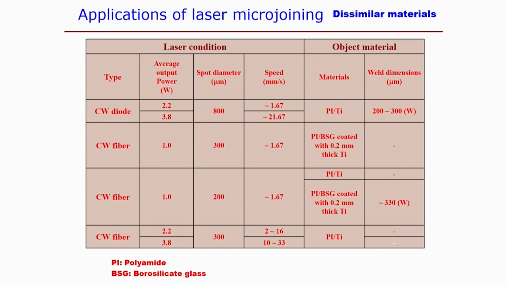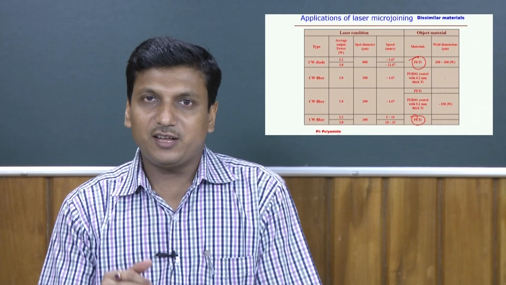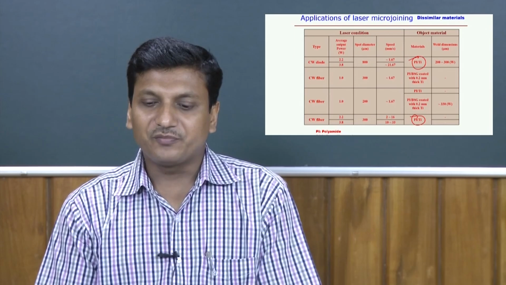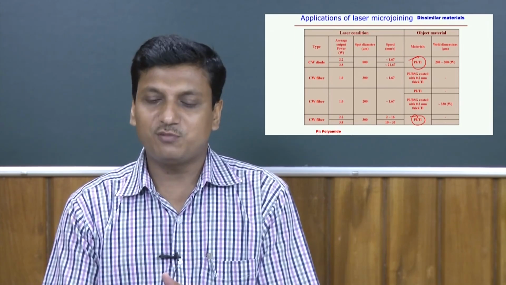So, polyamide and titanium, this joining of two different types of materials, glass and polyamide, that combination, and polyamide and titanium, which we have already seen. With these combinations of materials for the dissimilar joint configuration, we found applications in the micro scale. So, these are the practical applications of laser micro welding processes observed in the literature and used so far.